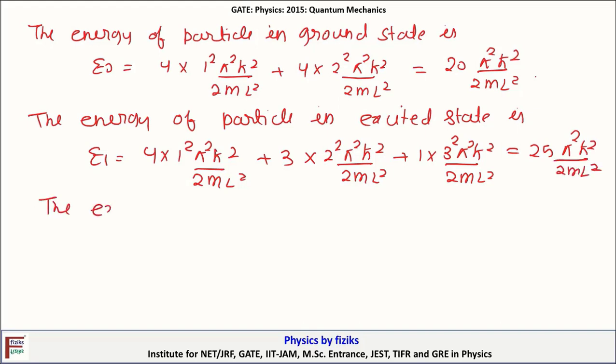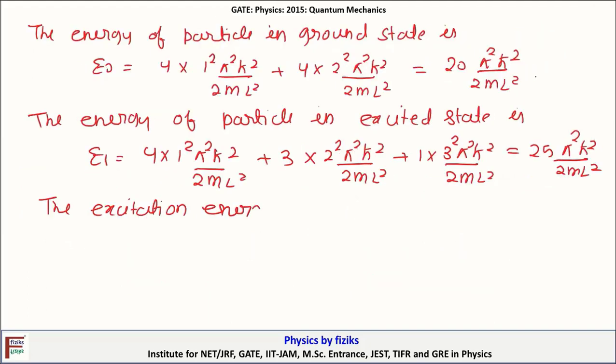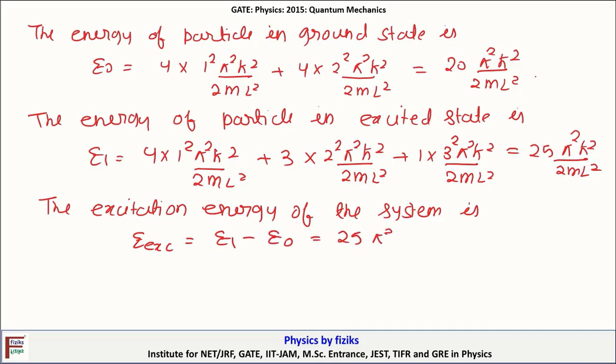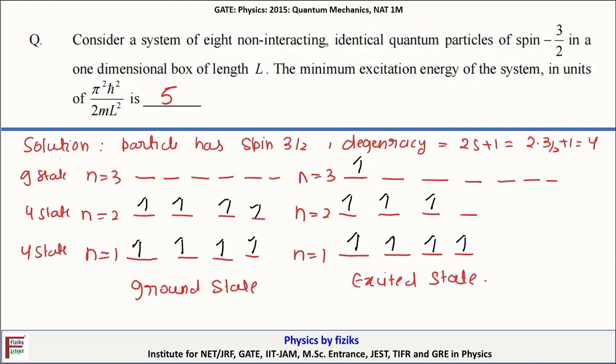The excitation energy of the system is E excitation, which would be E1 minus E0, that is 25 pi square h square by 2 ml square minus 20 pi square h square by 2 ml square, that is 5 pi square h square by 2 ml square. Thus our correct answer is 5.